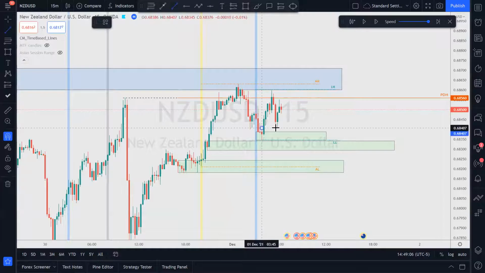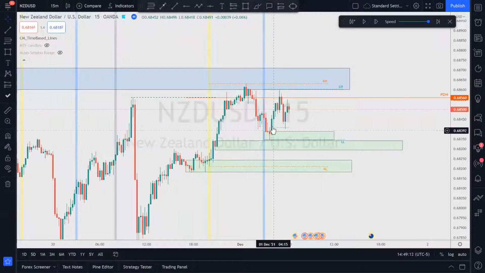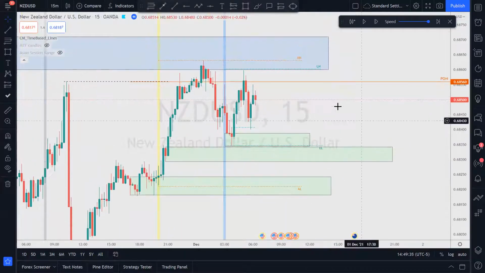All right, it came down and filled in this imbalance. That's what it did. Filled in the missing price, filled in the fair value gap here, and then turned around. Doesn't mean it's going to start going back all the way up. This is what price does. It hits that fair value gap and then turns around and comes back down to the order block that's nearby. So a lot of times I'll use these as targets for TP.